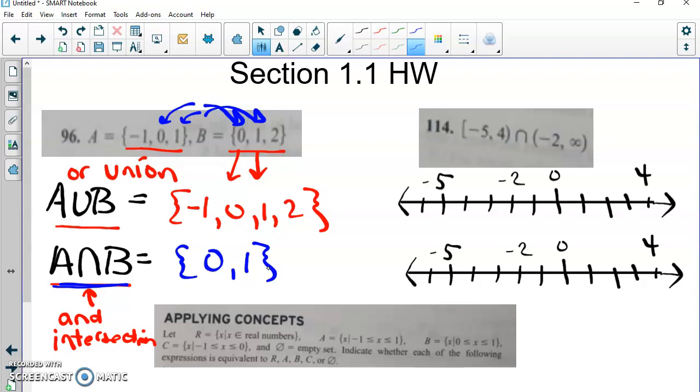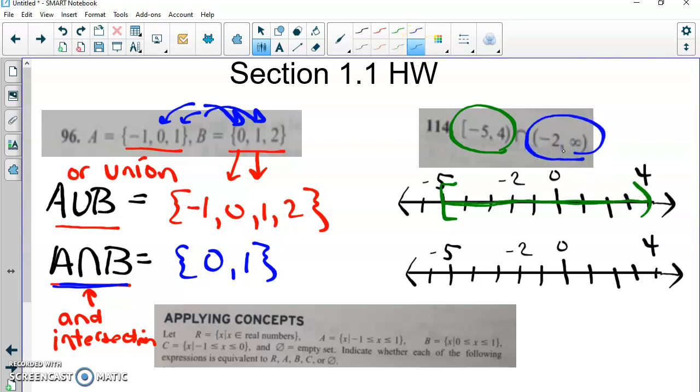For the next section, around 114, that category of homework problems, the directions ask you to graph the intersection or the union of two intervals. So in question number 114, we are looking for the intersection of those two intervals. So I have two number lines here because I'm going to do my working number line and then my final answer number line. So the interval -5 to 4, including -5, would be this interval, this section of the graph. -5 is included, 4 is not included.